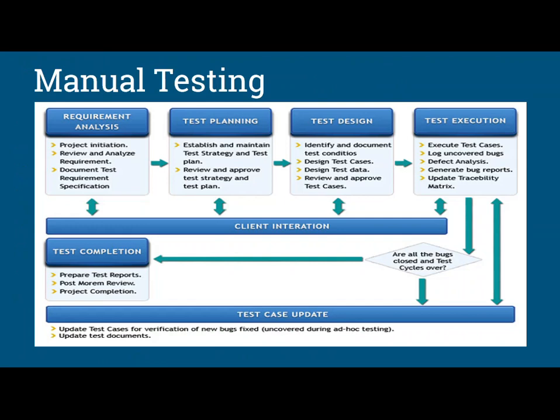Once the execution starts, we start logging defects if there are any, right? And a defect has a life cycle: you create a defect and then it gets assigned to somebody. Even before it is assigned to somebody, you have to verify whether it's a genuine defect, right? Because a defect is any deviation from the actual functionality.